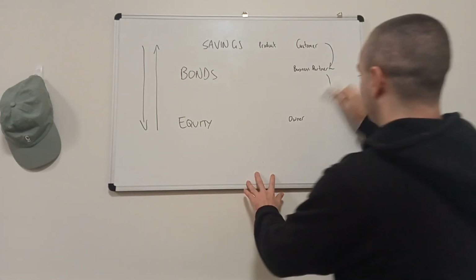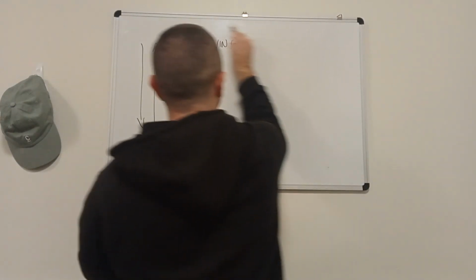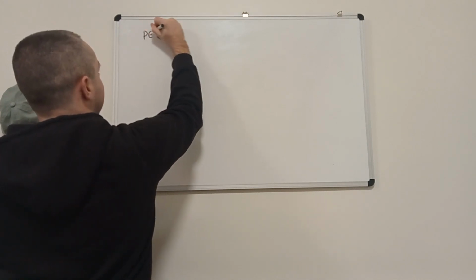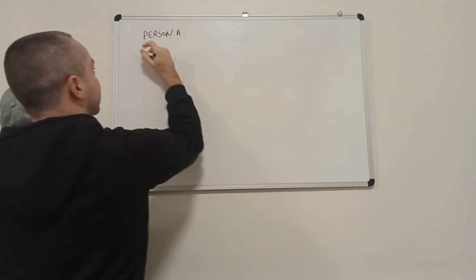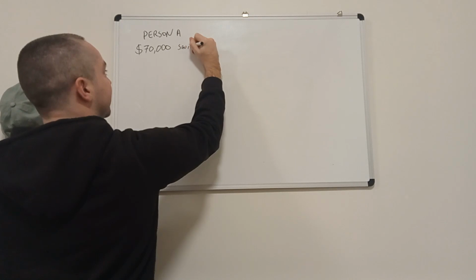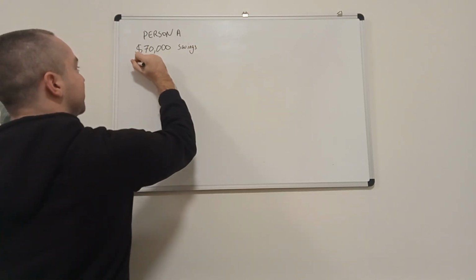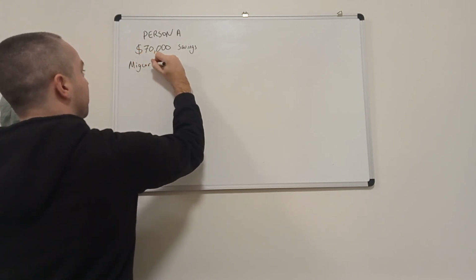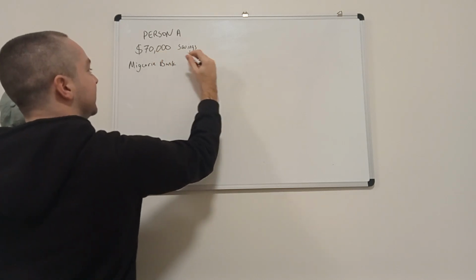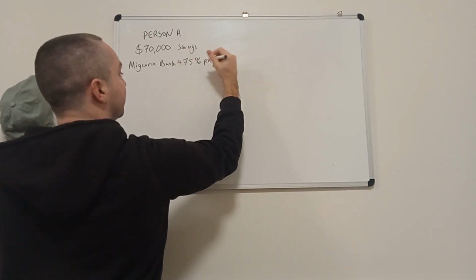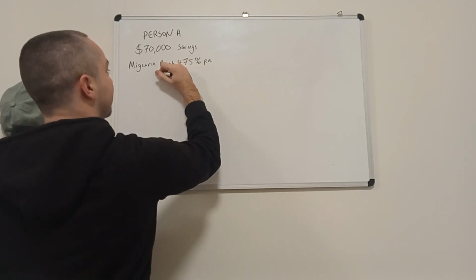So we're going to talk about a completely hypothetical scenario in which person A has $70,000 in savings account. And let's just say they have it at a figurative Macquarie Bank of Australia, and let's say they earn a 4.75% interest per annum, payable monthly.